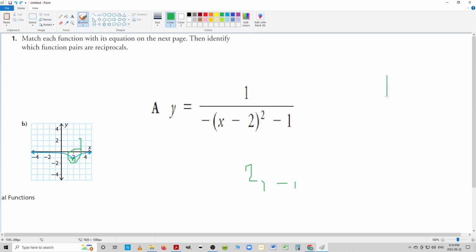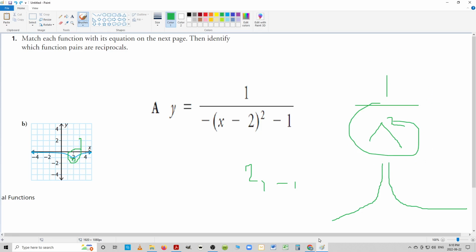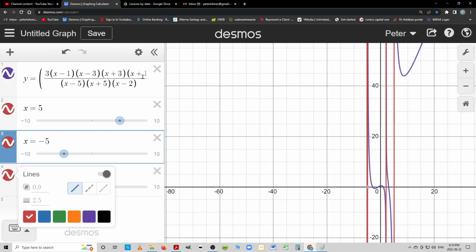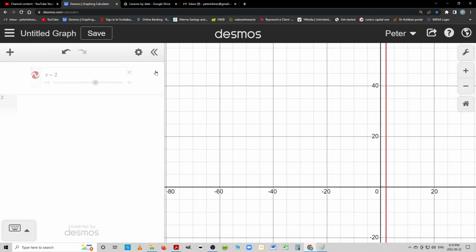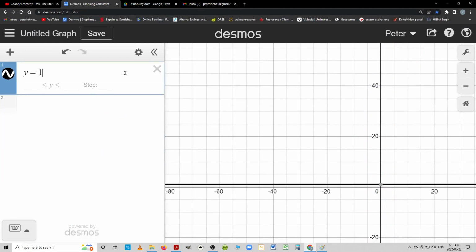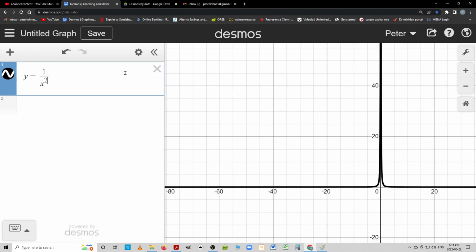But to understand these, the parent function of this is 1 over x squared. And those look like this. Because the denominator is never negative, that means the whole thing is never negative, and you would only have a thing like that. It looks like this. It's a very rare parent graph, and I wouldn't spend too much time worrying about it. But it looks like that.